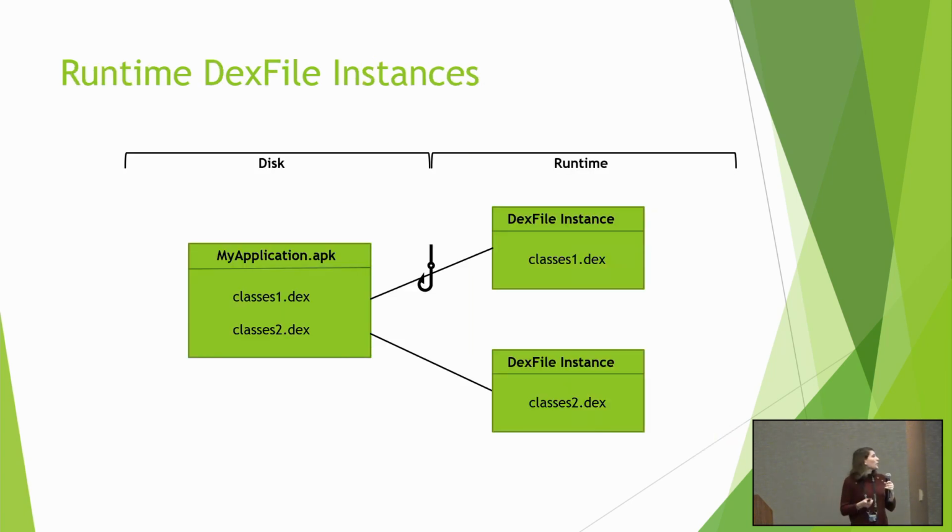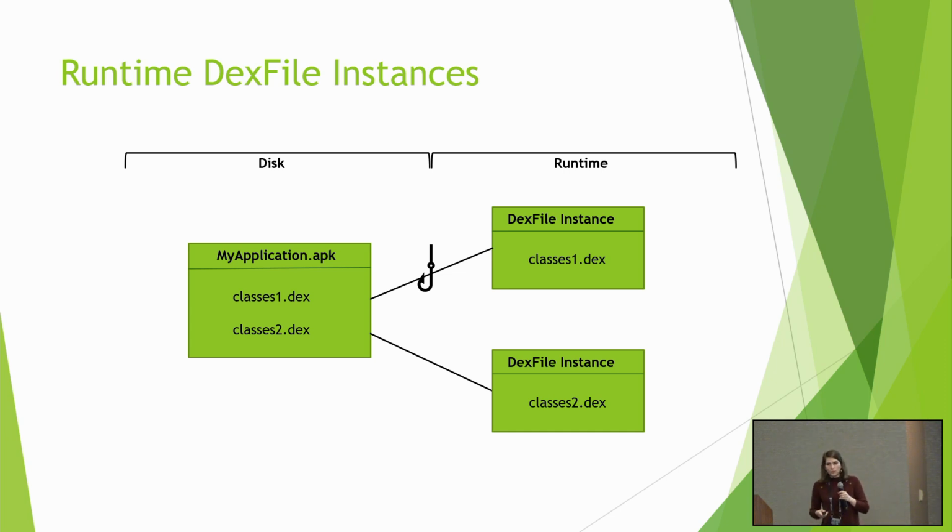So you have your dex file on disk. It's going to be inside of your APK file or your application. And each dex file that's defined on disk actually receives its own instance when the application is running. So this dex file instance right there is defined in Java. So every dex file on disk, or any dex file loaded using the dex class loader, path class loader, etc., is going to receive its own dex file instance when the application is running.